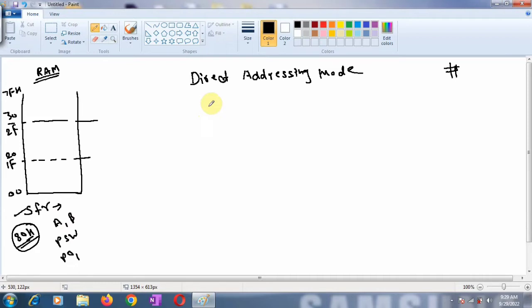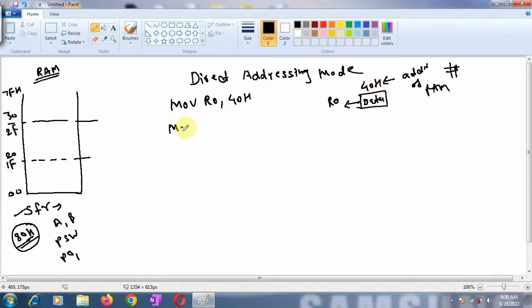Now we'll discuss some examples of direct addressing mode. Suppose I write the instruction MOV R0, 40H. The meaning of this instruction is that the data present at memory location 40H will be transferred to the register R0. In this case, 40H represents the address of RAM where your data is present.